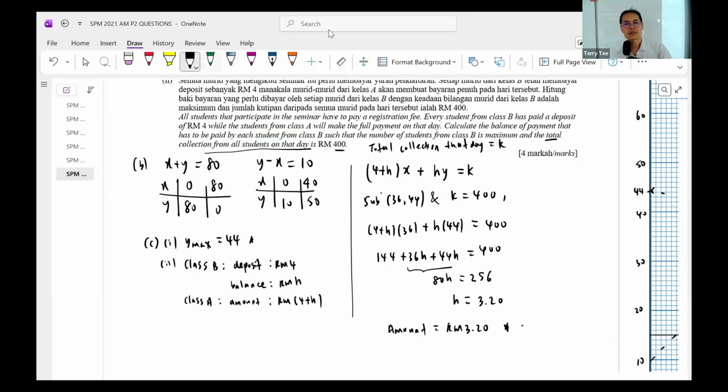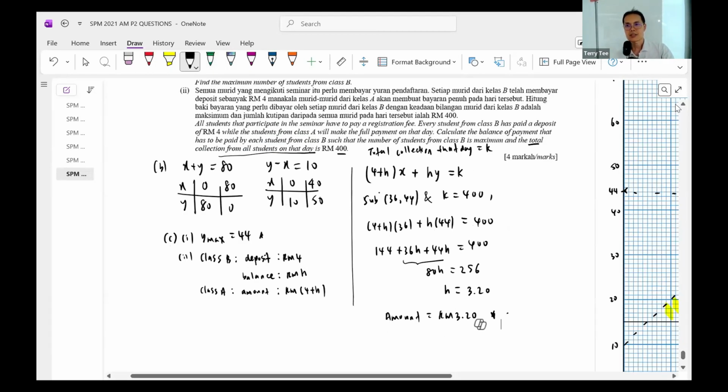So it's a bit tricky, a bit different. You got to think a little bit, right? So it's not like a standard exam question.